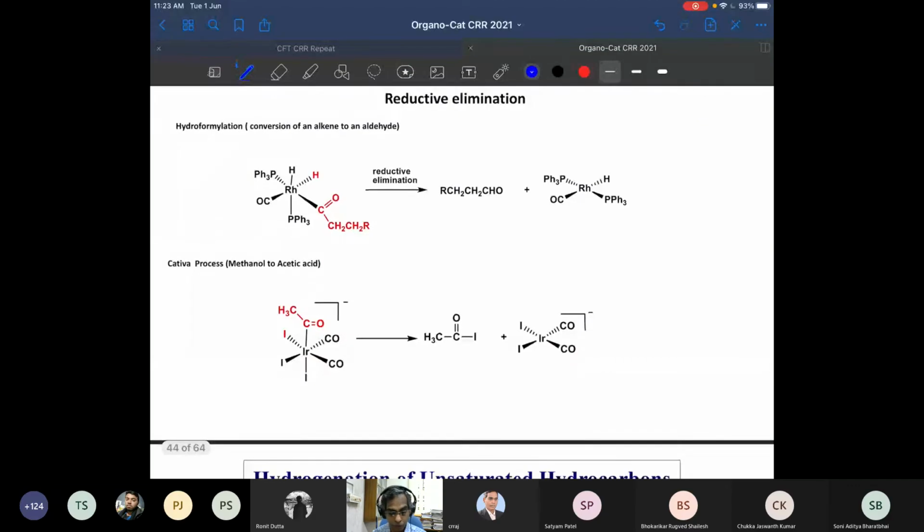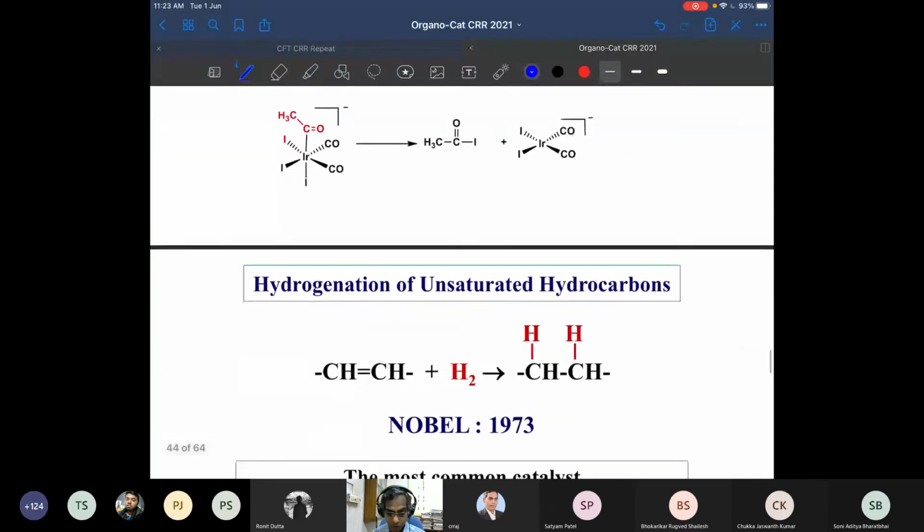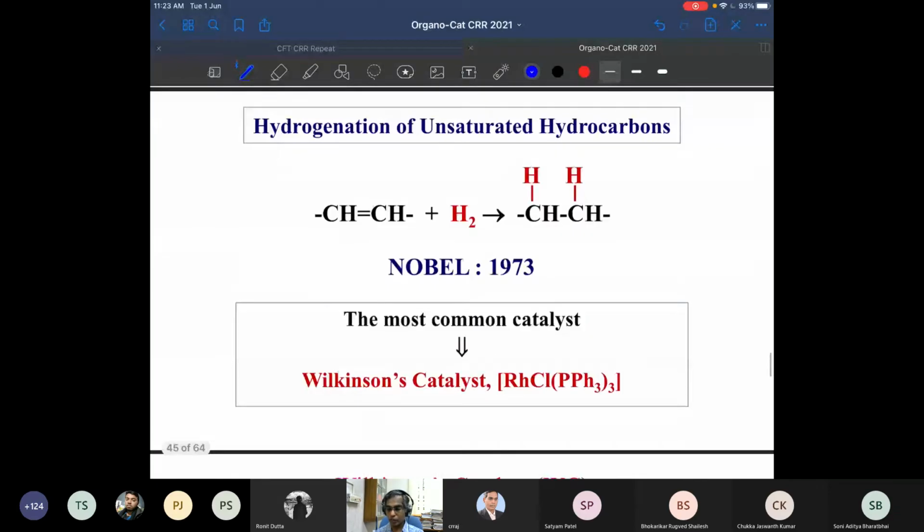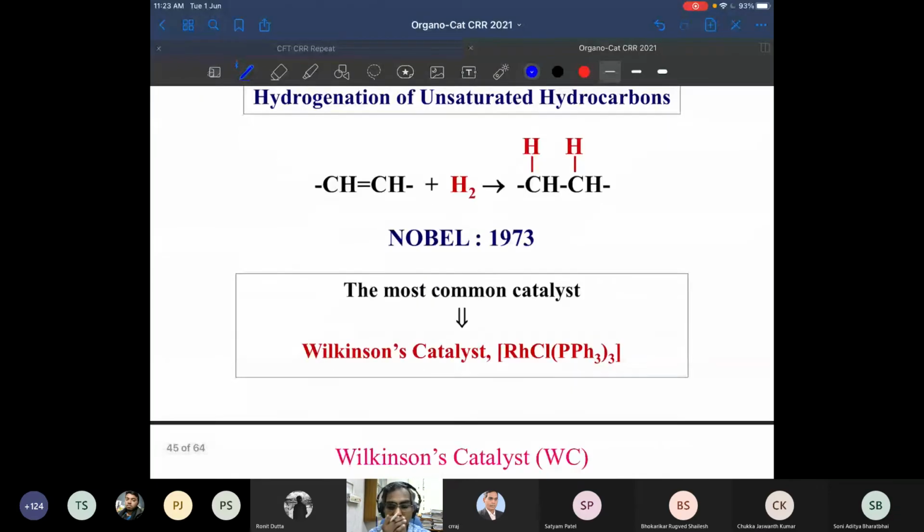In this example I will come to the hydroformylation and the Cativa process. The Monsanto acetic acid synthesis, I will come to in the second example. Okay, right. Now we'll take the first example. First example, I hope you are following. Are you with me? Yes. Okay. Right.